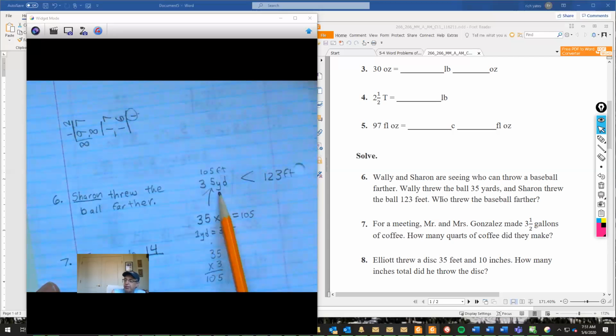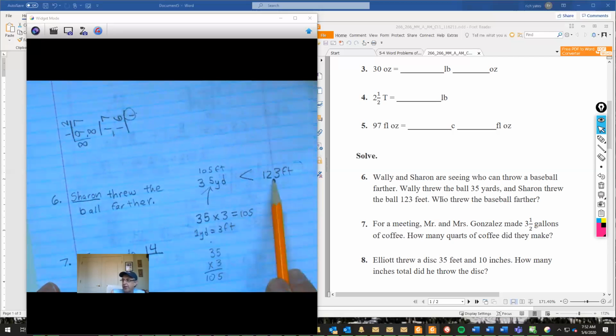I converted 35 yards into feet so I can compare. So 1 yard equals 3 feet. 35 times 3 equals 105 feet, and that's going to be less than 123 feet. And so I know that Sharon, who threw the ball 123 feet, threw it farther.